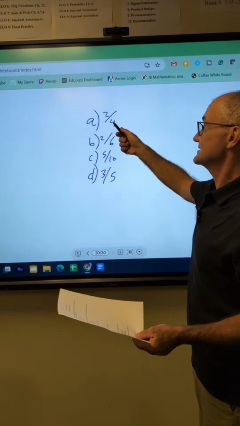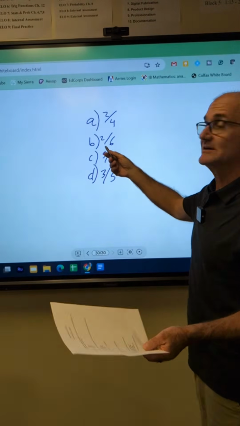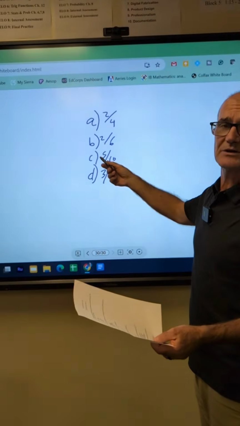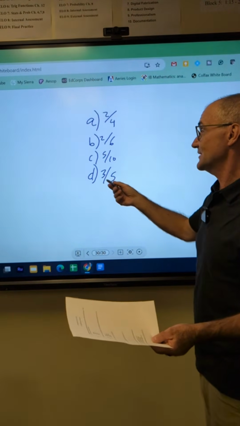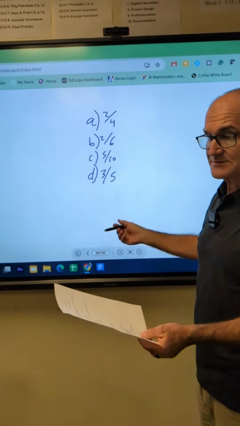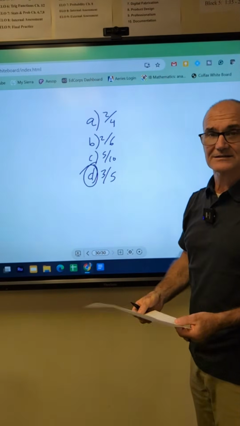Well, both are even, so it has to be divisible by 2. 5 goes into 5 one time, into 10 twice. 5/10 is 1/2. 3/5 cannot be reduced. So what fraction is expressed in lowest terms? Correct answer, answer D, right there.